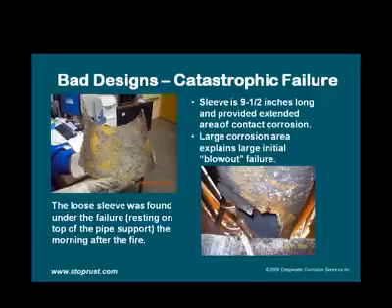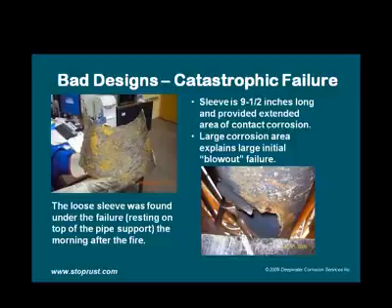And you can see here in the upper left-hand picture, this is the loose sleeve, the same FRP pad that company claimed stopped corrosion. The loose sleeve was found under the failed area, resting on top of the pipe support the morning after the fire. This sleeve was 9.5 inches long and provided an extended area of contact corrosion. This large corrosion area explains the large initial blowout failure. Those phrases were taken directly from the investigator's report of the incident.